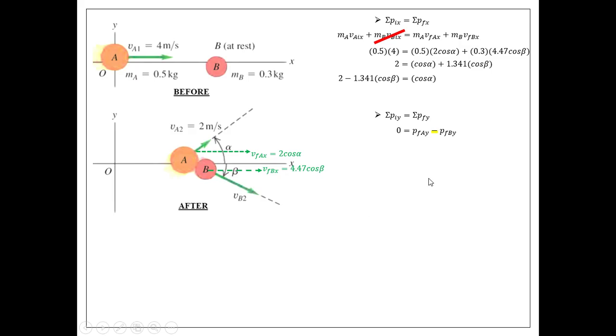Those 2 components must equal. Okay. Why? Because you have to get back 0. So I can say that PFAY must equal PFBY. Now, let's go ahead and do that.